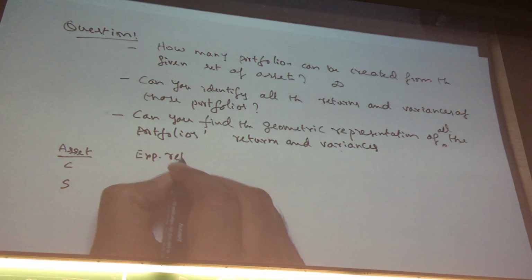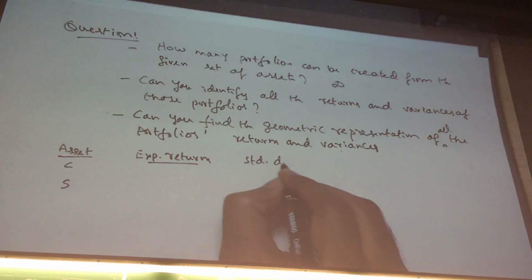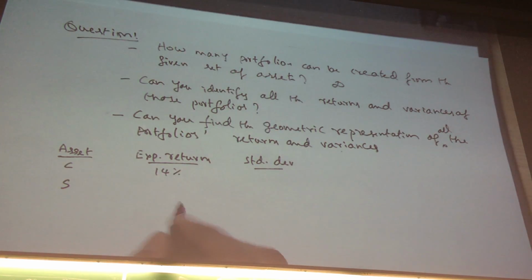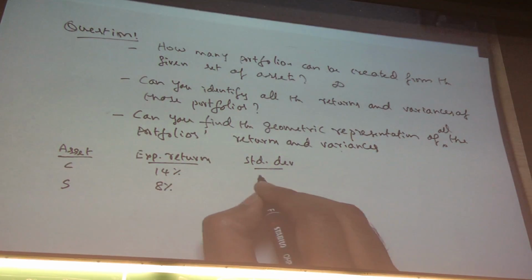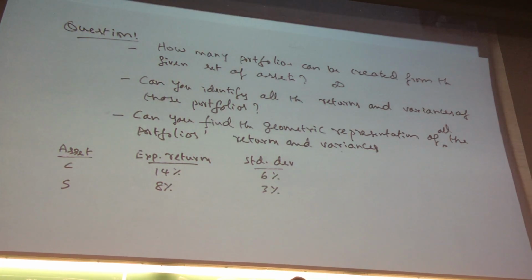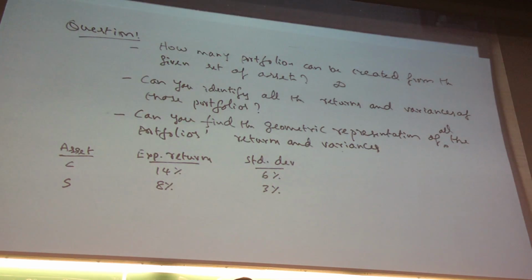And I also consider expected returns and standard deviation. The simplest case, I have 14% returns from one stock and 8% returns from the other stock, and the standard deviations are 6% and 3%. Remember that we are not considering the probabilities here. We summarize the things, and from now onwards we are looking at things like expectation and variance. Okay?